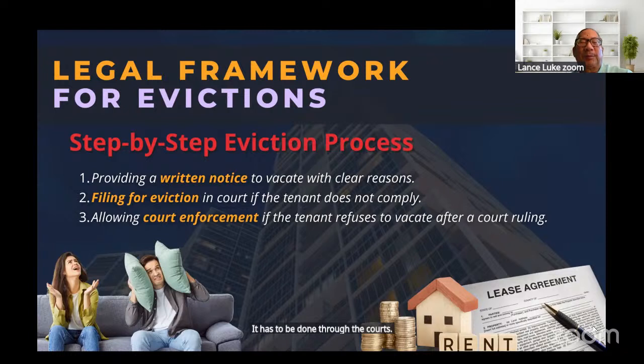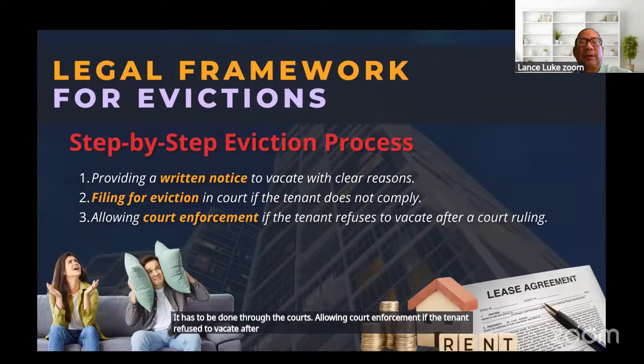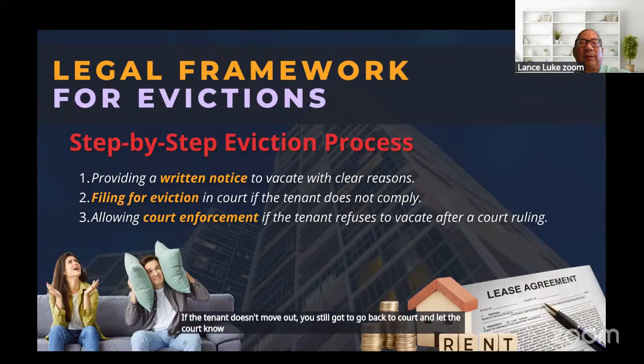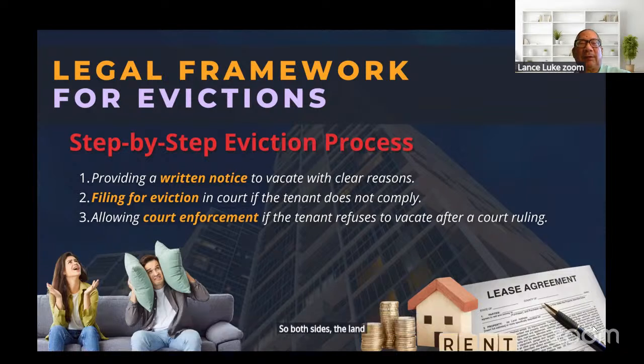Allowing court enforcement if the tenant refuses to vacate after a court ruling. So let's say you do go to court and the adjudication is, yes, the tenant didn't pay rent, and the judge says, yes, the tenant has to move out by this date. Okay, if the tenant doesn't move out, you still got to go back to court and let the court know the tenant didn't move out, and whatever action the court's going to decide needs to be done. So both sides, the landlord and tenants, need to know that this is what the process is.